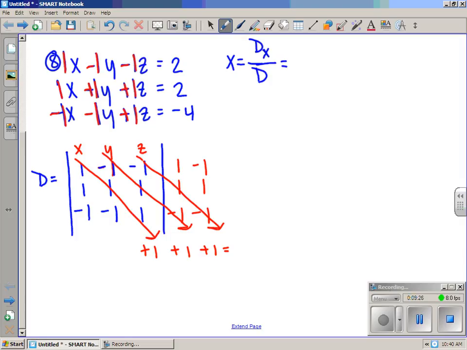Then you add those up. 1 plus 1 plus 1 would be 3. And this is our bottom number.